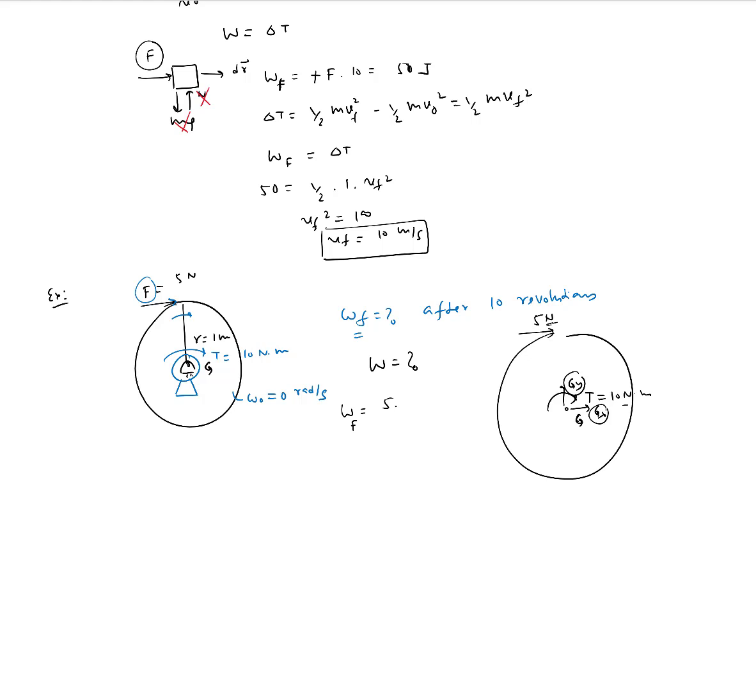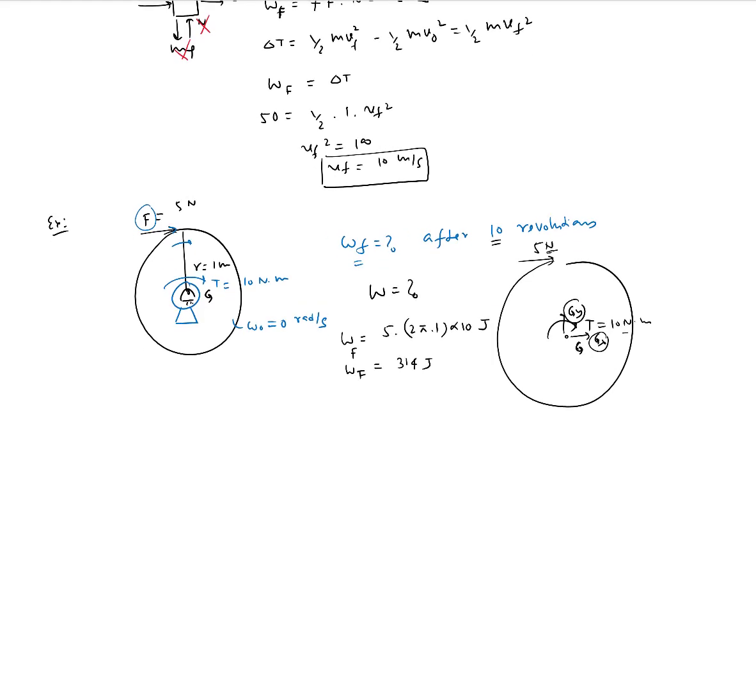Well, we know that this radius is 1 meter. That means the total circumference is 2 pi times 1, right? That's the total circumference. And if it undergoes 10 revolutions, then the total distance traveled would be 10 times that. So that's the work done in joules by the external force. So that will be 5 times 2 is 10, 100 times pi, so that will be close to 314 joules.